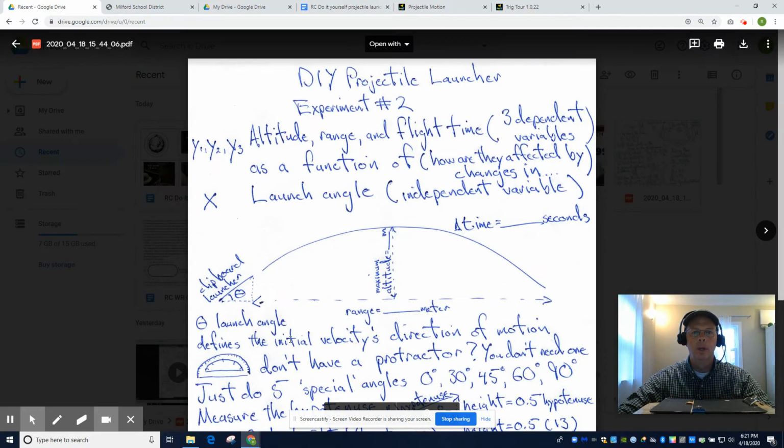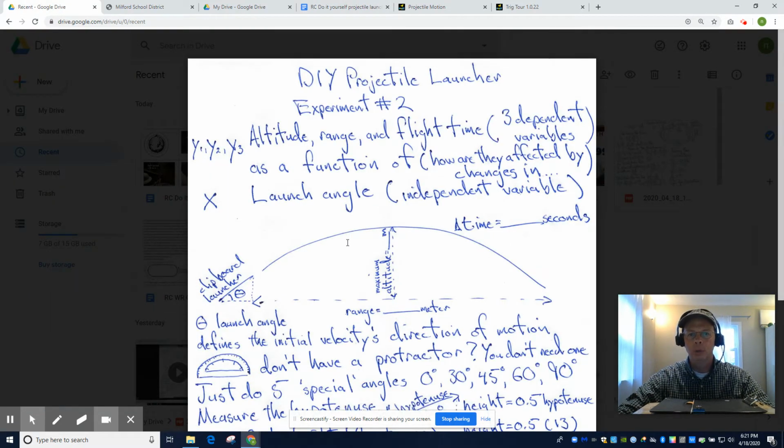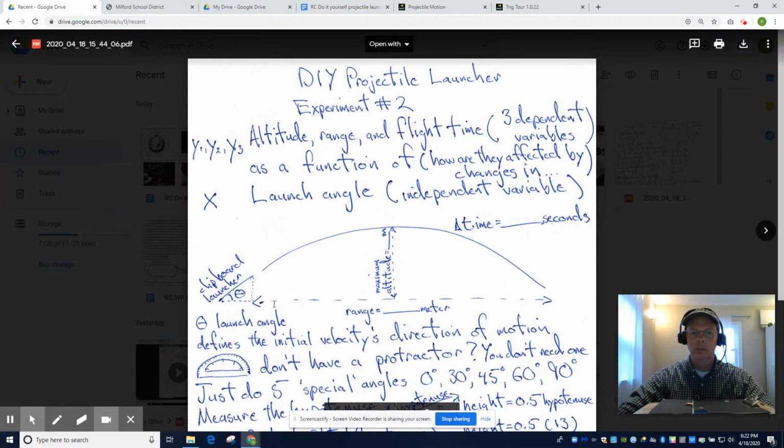Anyway, like I said, this is the sample calculation, so we always do a sketch. We always explicitly state the question. We're going to measure three things: altitude, range, and flight time, and see how they are affected by changes in launch angle. Okay, so we're going to shoot this thing steeper, steeper, steeper, and see the effect on altitude. How many meters high does it go? Range, that is its change in horizontal position, and how long it's in the air.